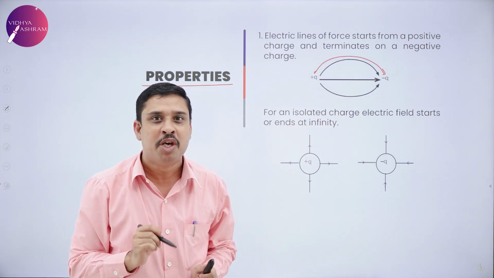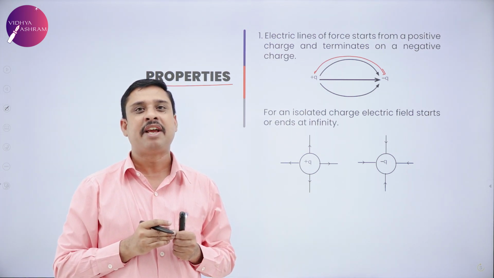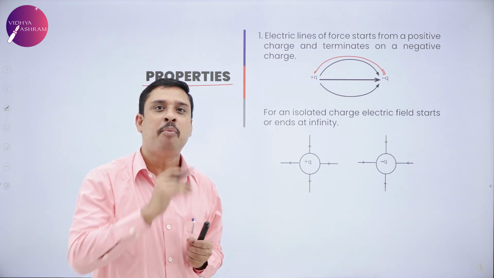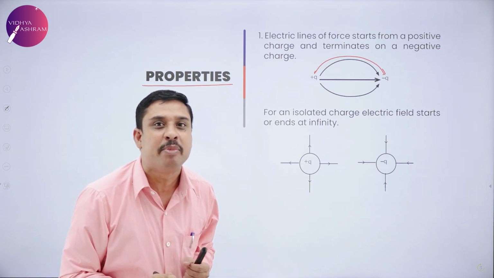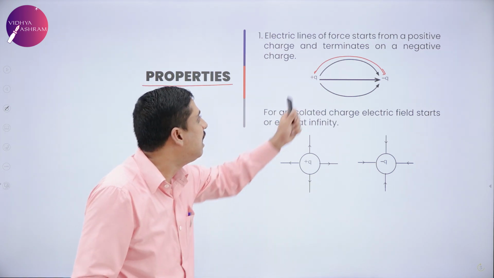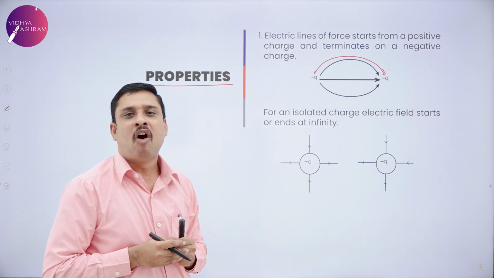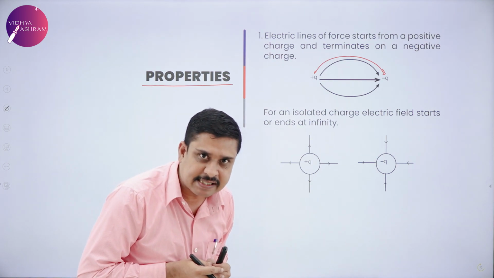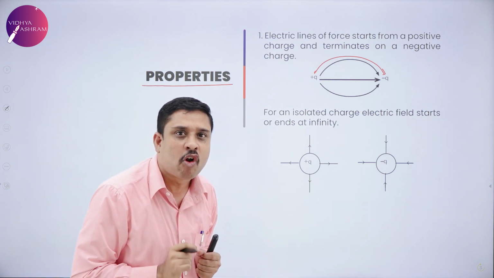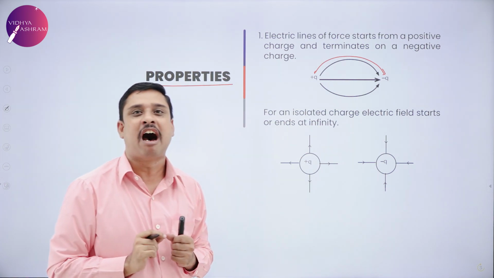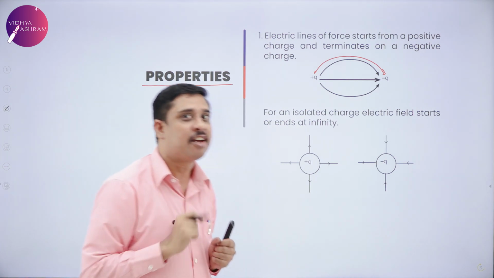Most of the times you answer wrong in the examination. What do people write? Electric field line starts from positive terminal and ends on negative terminal. No, it is not terminal, it is charge. So the very first property of electric field line says that any field line starts from positive charge and terminates on negative charge.